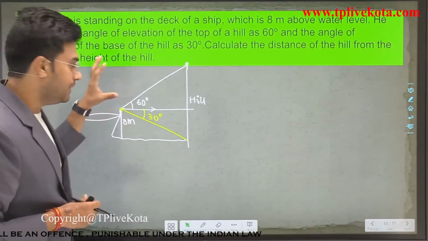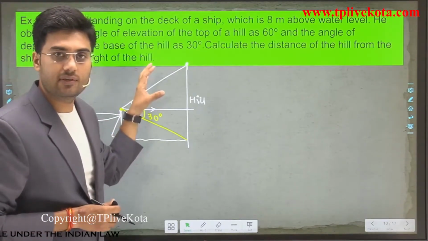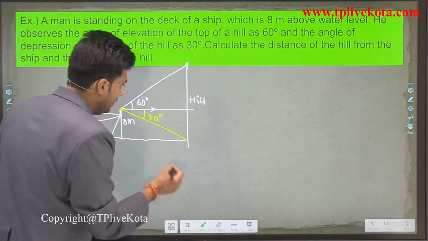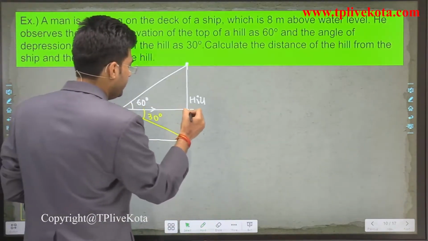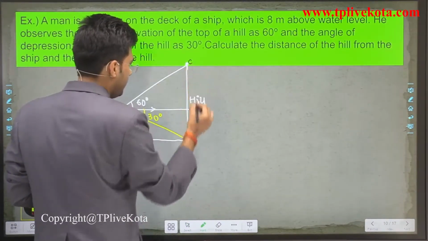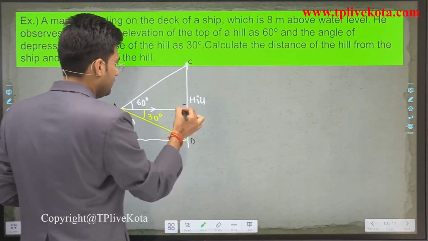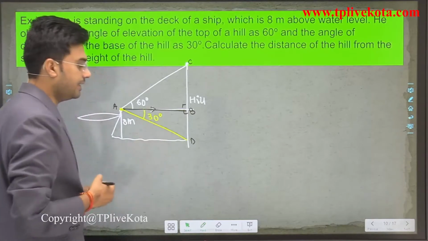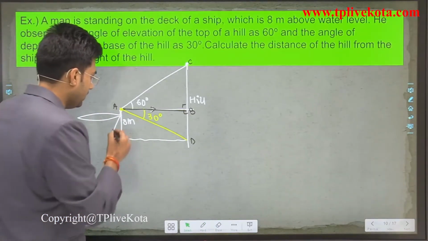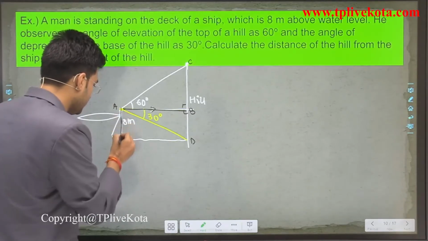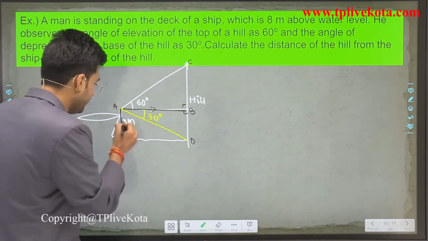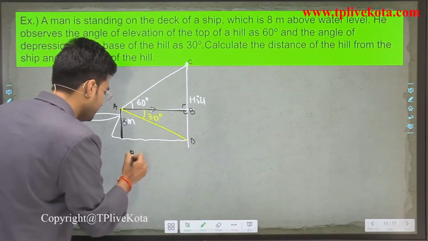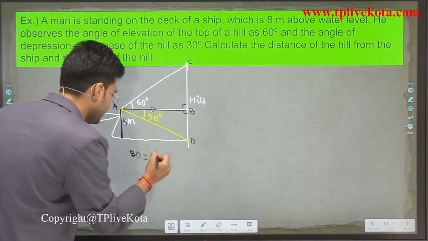This is the complete diagram of the information which is given in this question. Let this point be A, this point B, this C and this D. Clear? Now these are 90 degrees because this is a horizontal line. Now students, this is also a perpendicular distance of 8 meter. If this is 8 meter, then BD should be 8 meter. BD is also 8 meter.